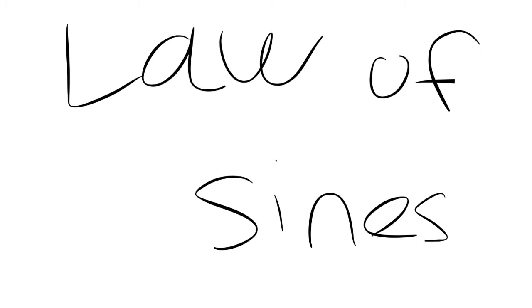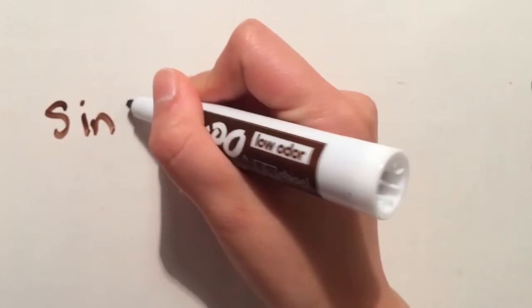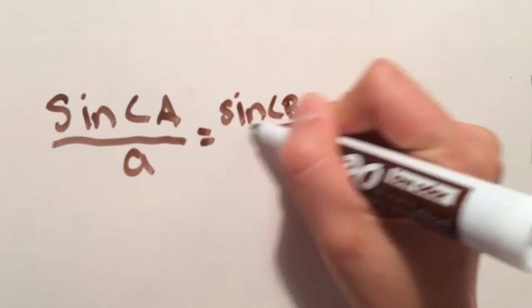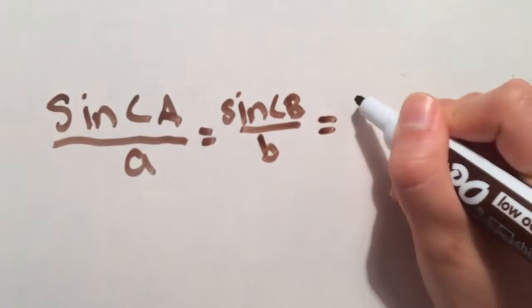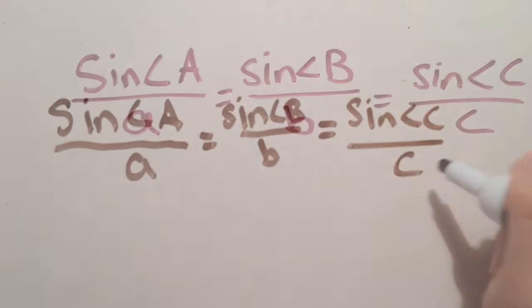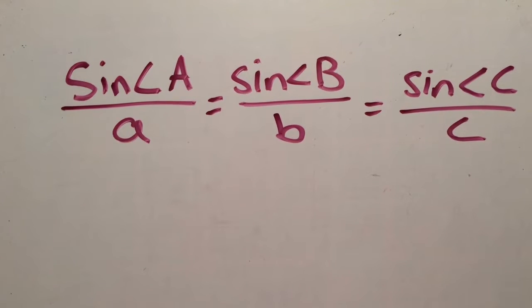Now let's define the law of sines. This law is useful when we know opposite angles and sides. Side A is opposite to angle A, and side B is opposite to angle B. Lastly, side C is opposite to angle C. You can use the law of sines when you know two angles and one opposite side.